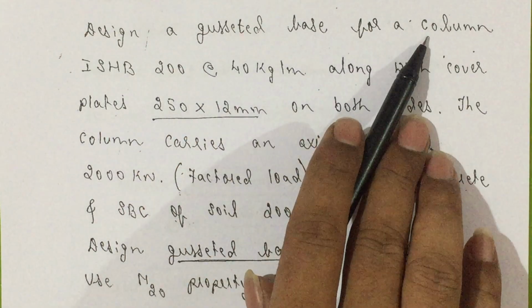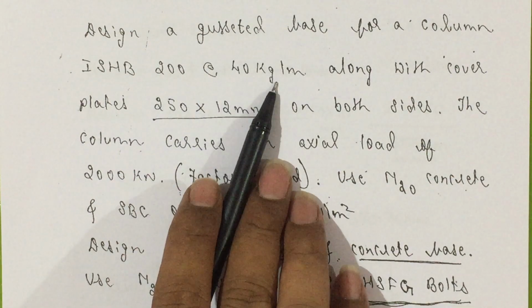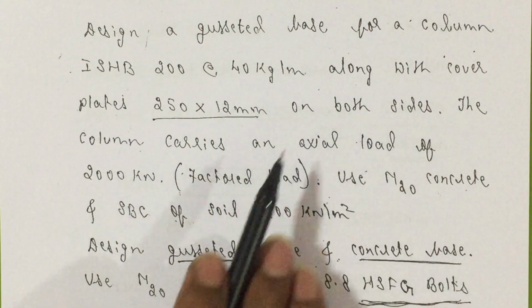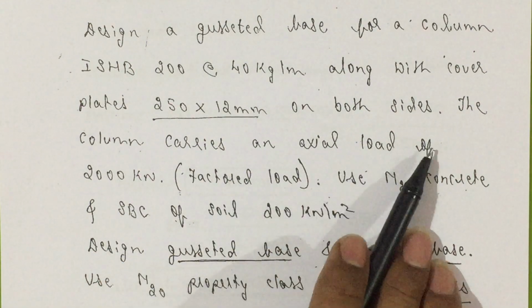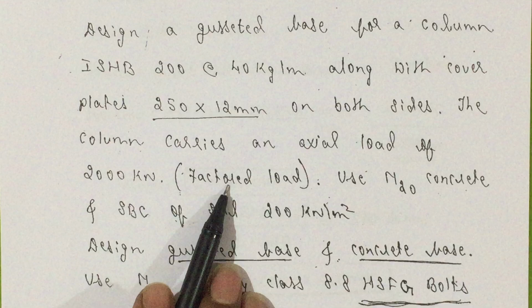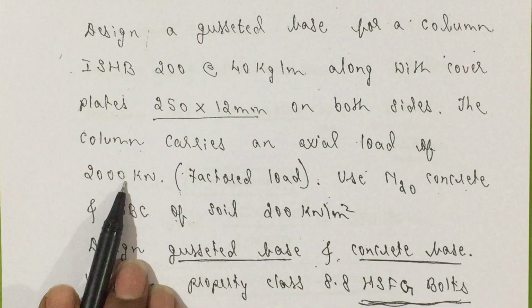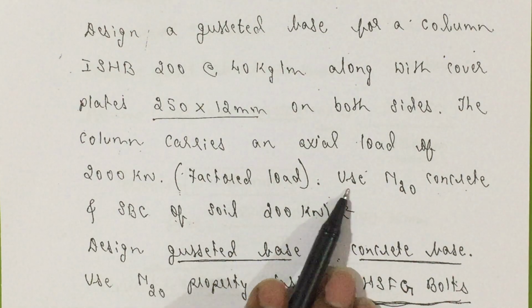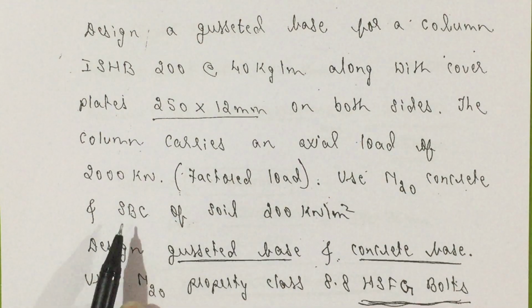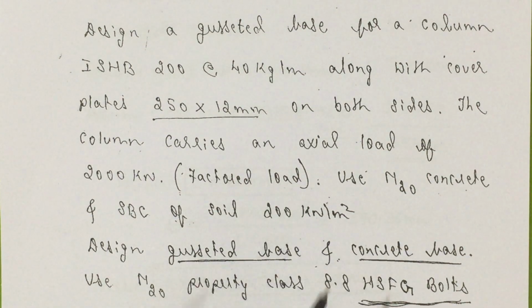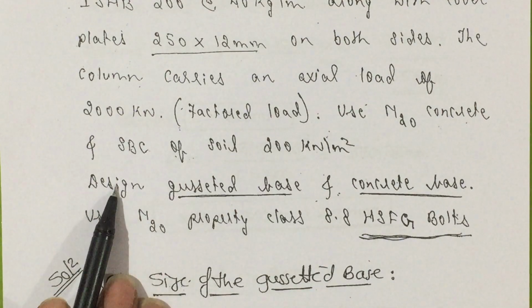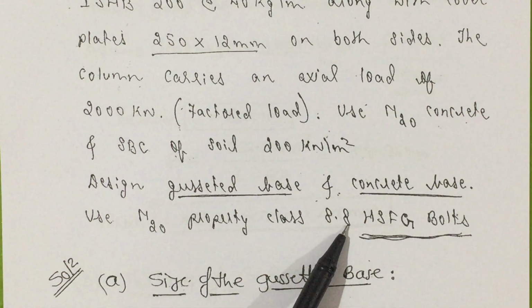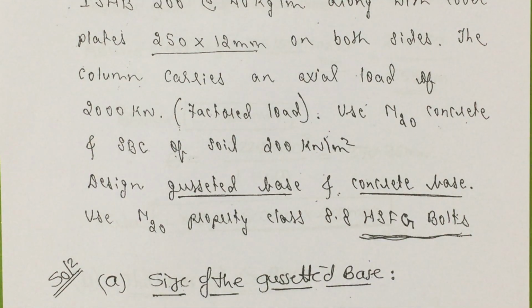Design a gusseted base for a column ISHB 200 at 40 kg per meter along with cover plates 250 by 12 mm on both the sides. The column carries an axial load of 2000 kilonewton, that will be the factored load. This is not the normal load, this is the factored load, already 1.5 is multiplied. So, use M20 grade of concrete and SBC of the soil is 200 kilonewton per meter square. Design a gusseted base and concrete base. Use M20 property class 8.8 HSFG bolts.